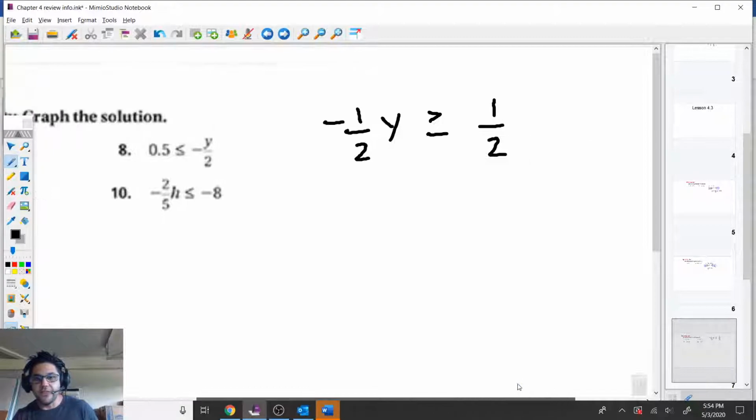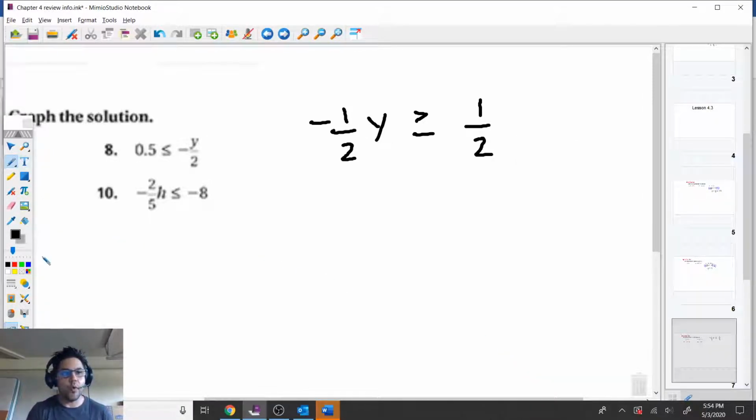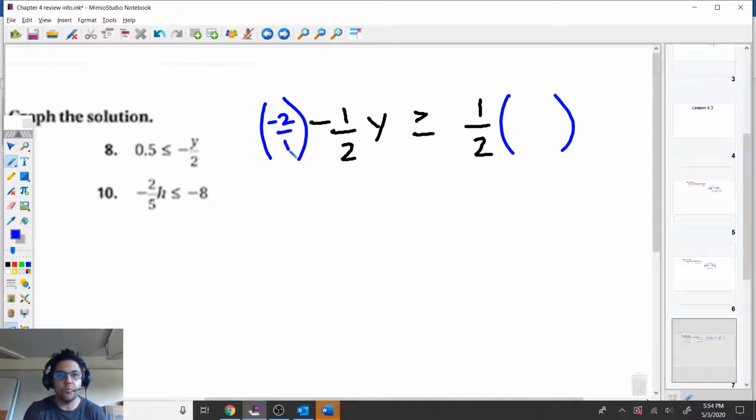All right, so for this one, you should notice that when I do my multiplication, both sides, the reciprocal, I am including a negative sign this time. So that's really going to be negative 2 over 1, both sides. So that will give me a positive y.